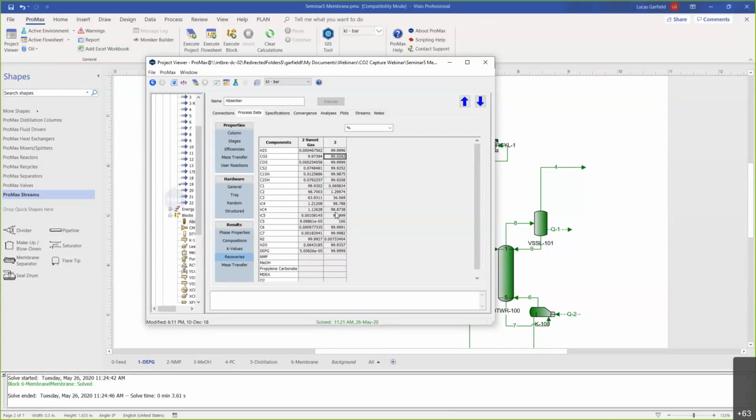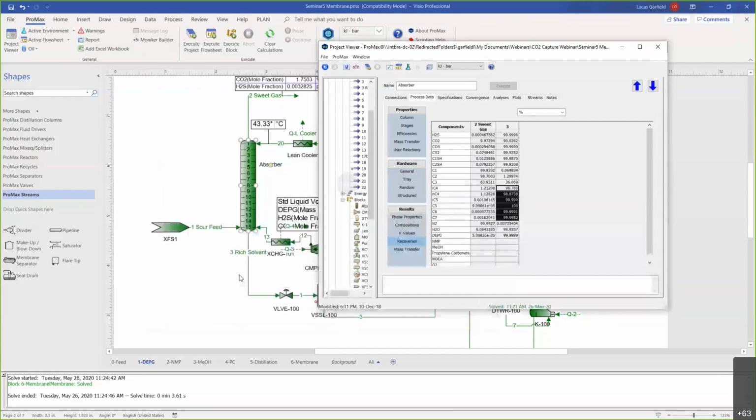Now, also do look at the recoveries that we're getting for some of the heavier hydrocarbons. We're also recovering into stream 3, which is again our bottoms rich solvent stream. We're recovering almost all of the COS and the CS2, that's good, but we're also recovering almost all of these heavy hydrocarbons, which perhaps is not desirable.